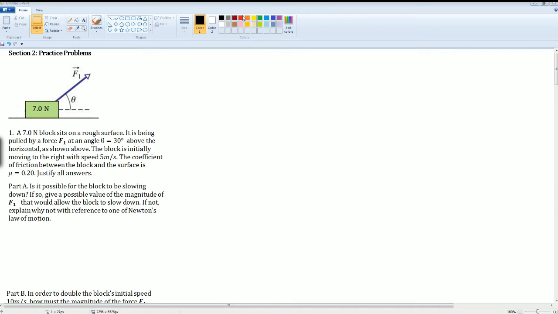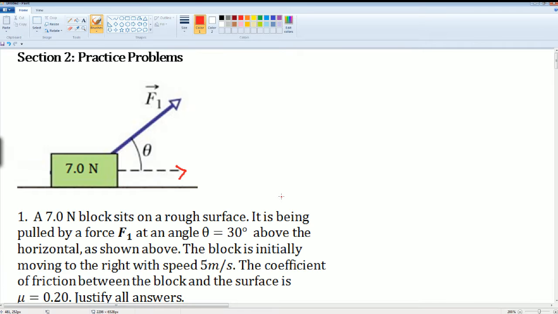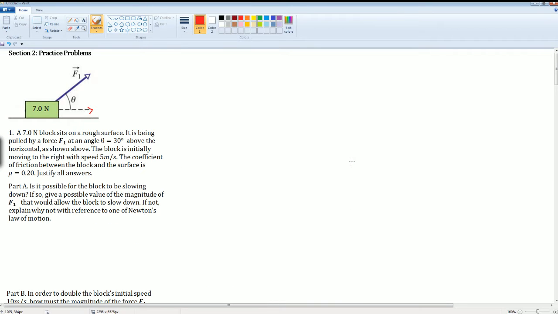Okay, so here it's always good practice to label certain things. Here you have the force applied, so this is F1. The theta here, so this is the cosine theta part. Then you have the part that's going up, right? This is F1 sine of theta.